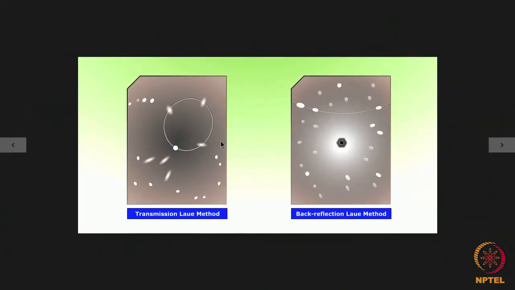Now, the kind of diffracted spots that are obtained in the transmission Laue method and in the back reflection Laue method are shown in this diagram. If you look at the spots, you can find the spots lie on the surface of ellipses or hyperbolas in the two cases. Now, we can find out why this is so.